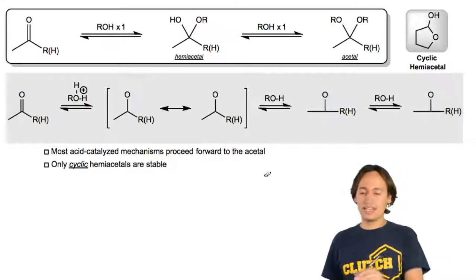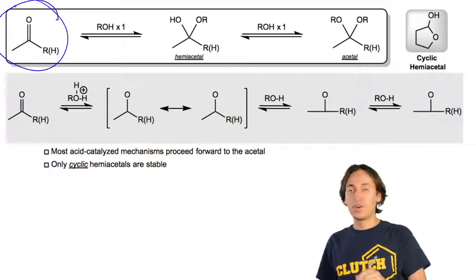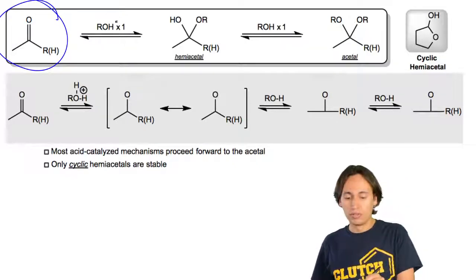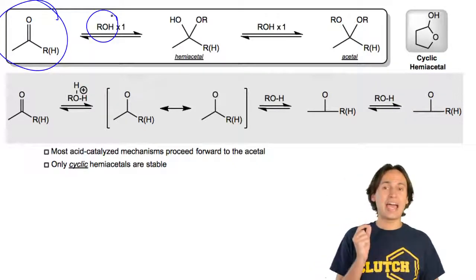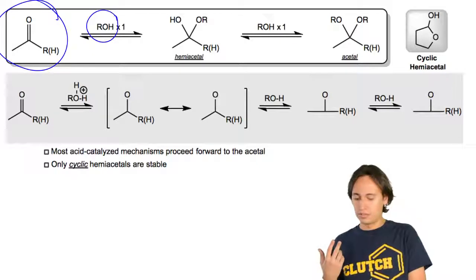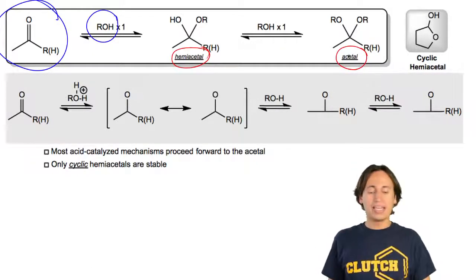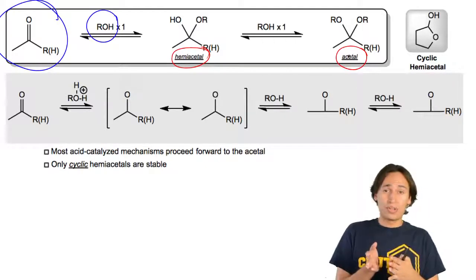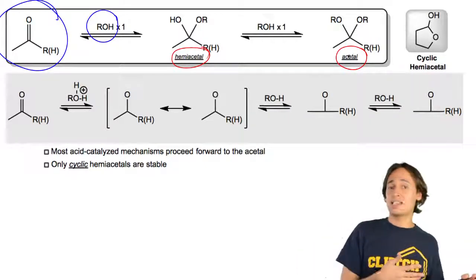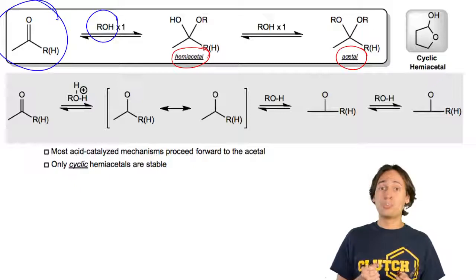Remember that when a ketone or aldehyde reacts with an alcohol in the presence of acid, you're going to get acetals and hemiacetals. Okay? And remember that the difference of whether you get a hemiacetal versus an acetal a lot of times just has to do with the number of equivalents of alcohols that you're using.